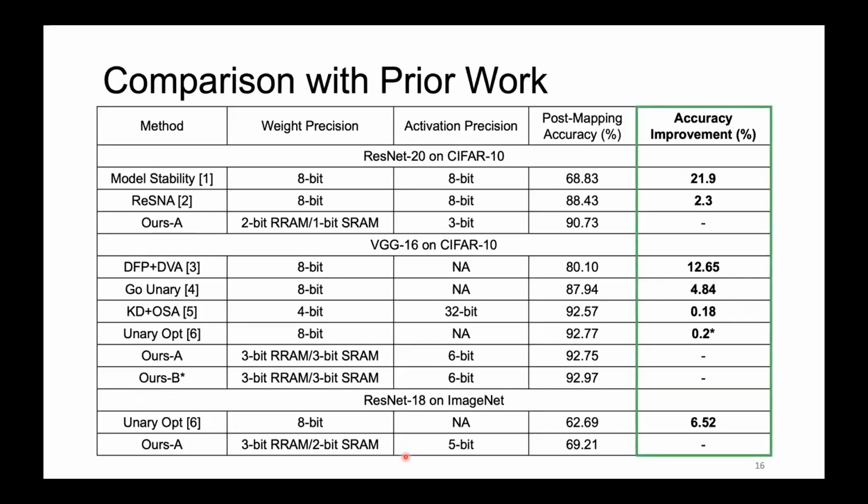Now, comparing with prior work, you can see that consistently the proposed hybrid IMC architecture achieves higher accuracy, which is up to 21.9% improvement on ResNet 20, 12.65% on VGG16, and 6.52% on ResNet 18, all at a lower activation precision and weight precision.